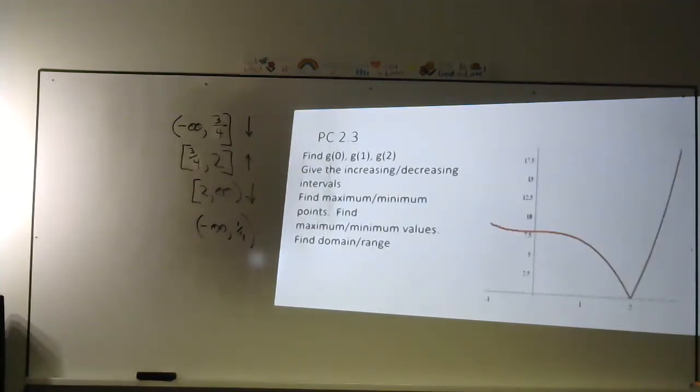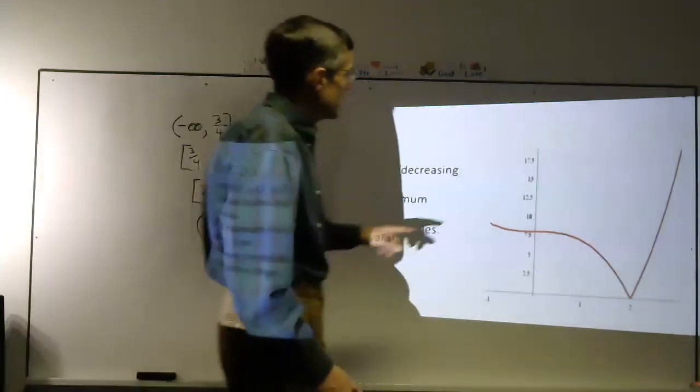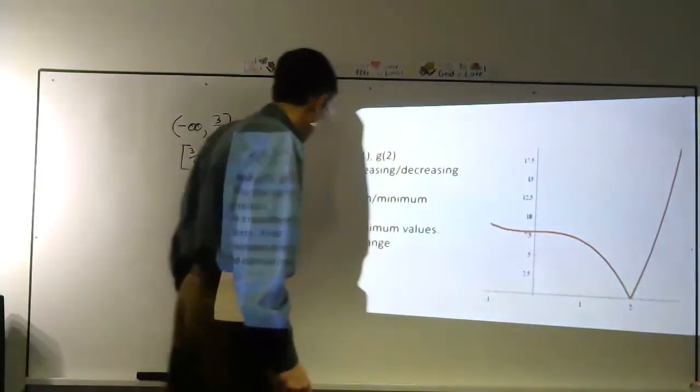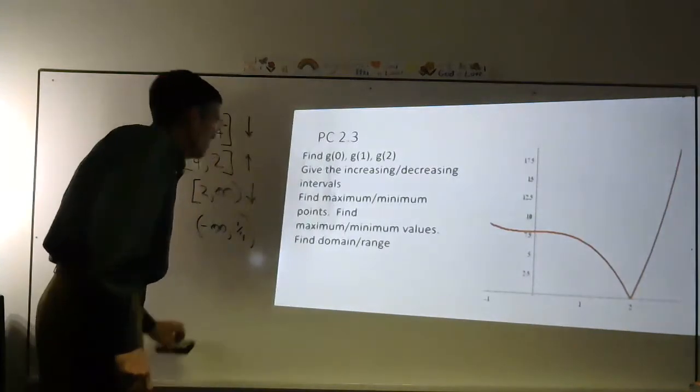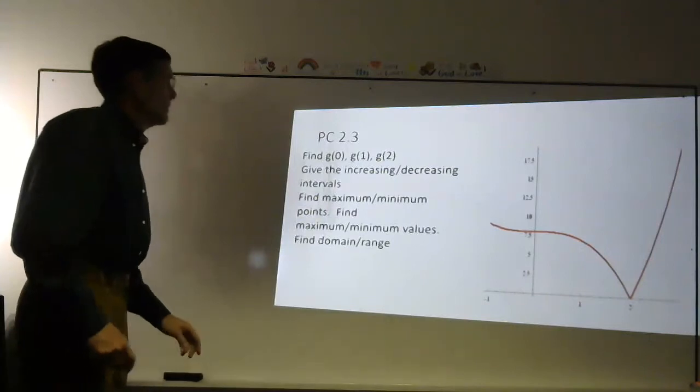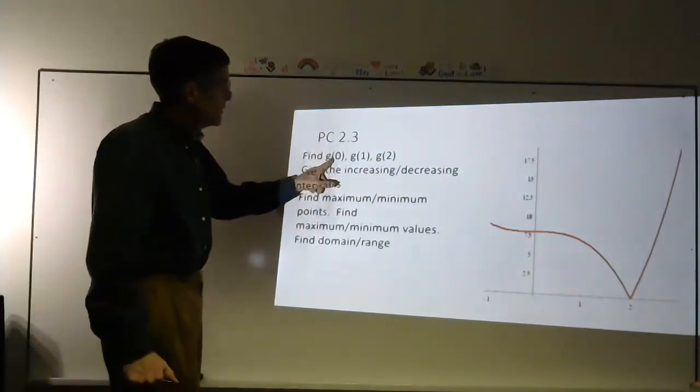All right. I wanted to give you a function that has a cusp. A cusp is a point. Okay. Perfect calculus word, cusp. All right. What is g of 0?